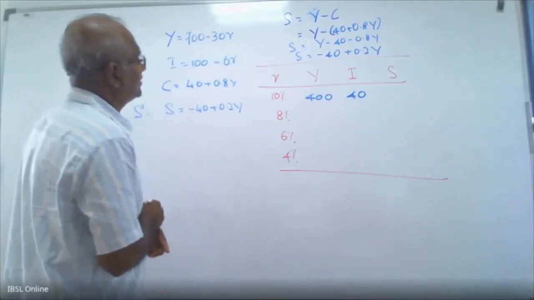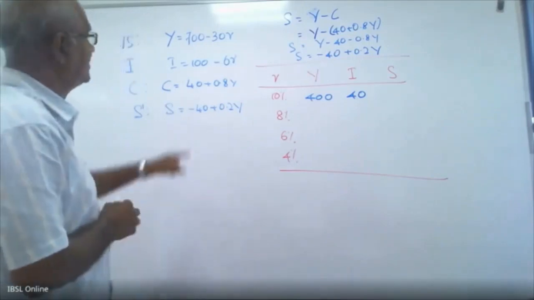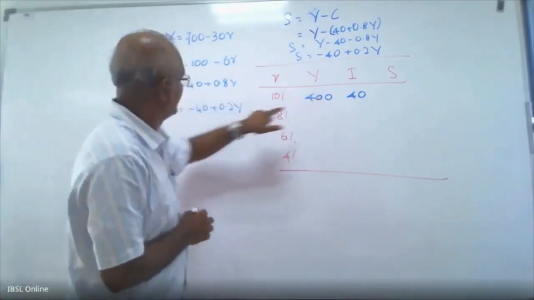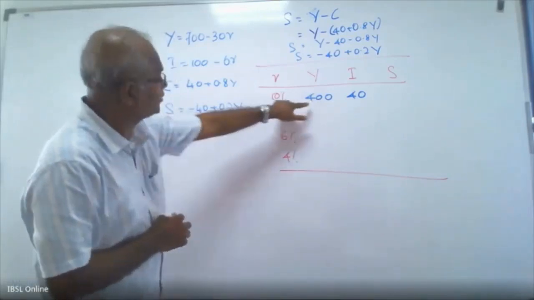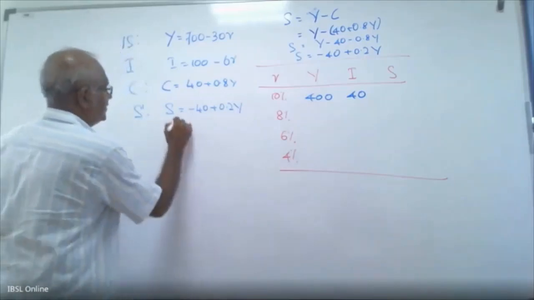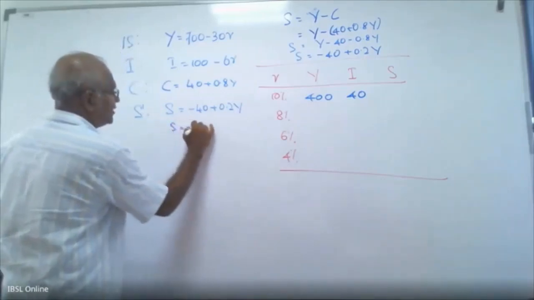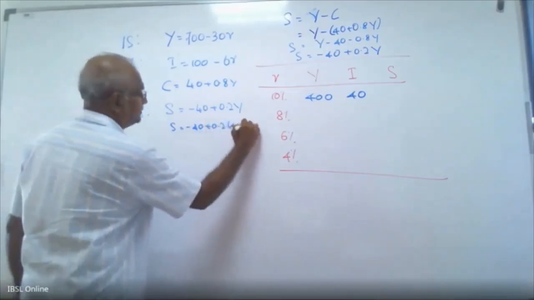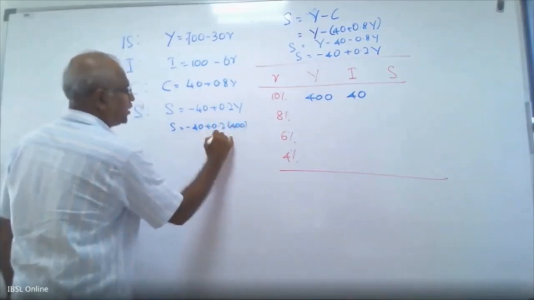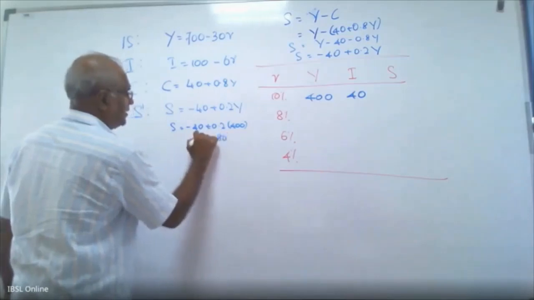So the savings function, we use this Y. With the savings function, Y is 400. Then savings you can calculate: minus 40 plus 0.2 into 400. 0.2 into 400 is how much? 80 minus 40.